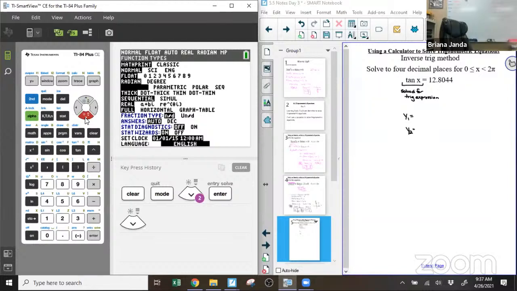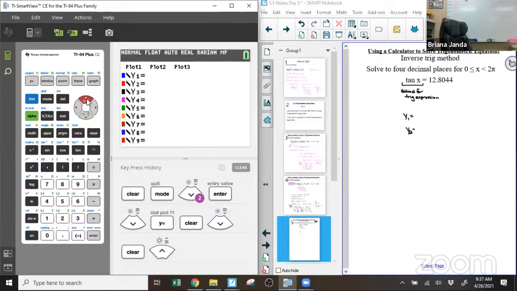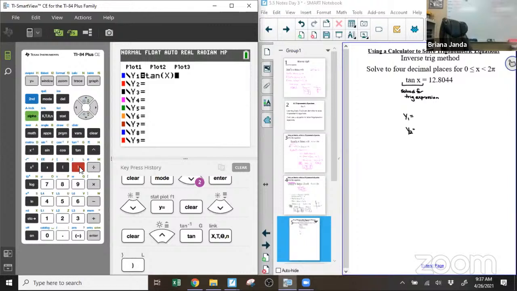Go to my y equals. Make sure nothing is highlighted at the top. Make sure you don't have a plot 1 or plot 2 highlighted. That will get in the way of graphing this, okay? One of those lines will be one side of the equation, your trig expression, whatever it is, tangent x. The other one will be the other side of the equation, whatever number it equals. This number right here, make a note for yourself, will help us with our window.